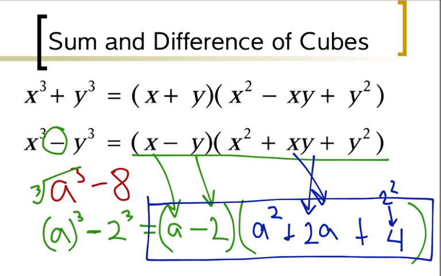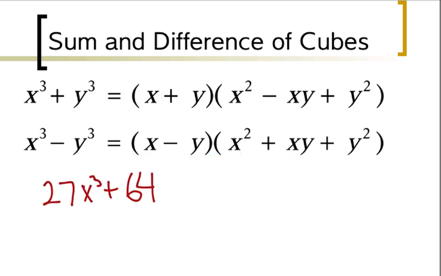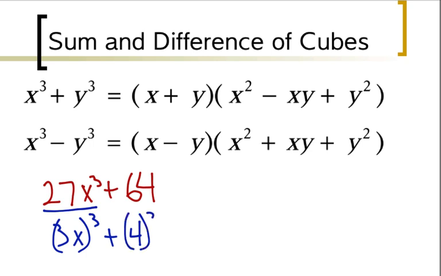So let's do another one. Now in this problem you'll see that I have the sum of two cubes. If you recognize that the cube root of 27 is 3, and then x to the third power. And then I have plus 64, the cube root of that is 4 cubed. And so now I just replace the x's and y's with the first number and the second number. So the first number is 3x, so I write 3x minus the second number is 4.